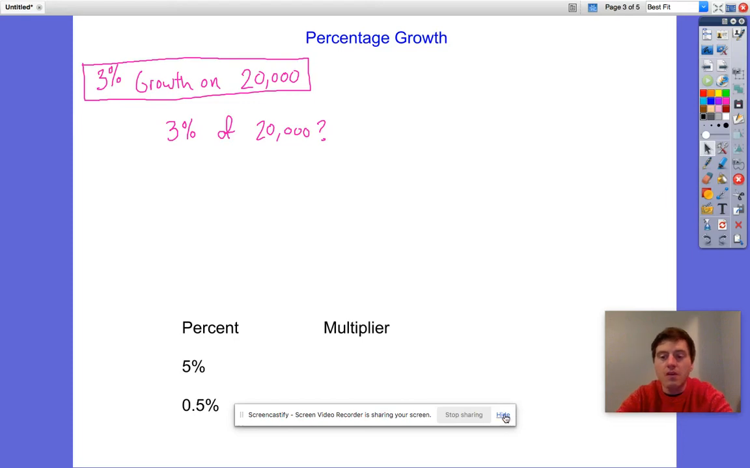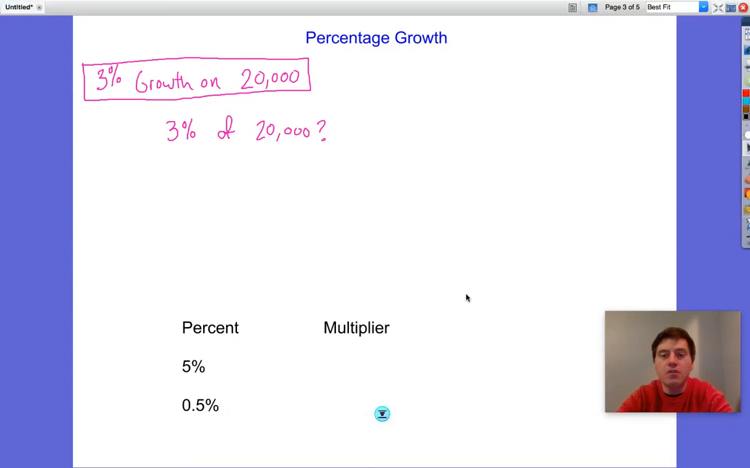So in this video, we're going to talk about how to use a multiplier to find percent growth and percent loss, and how that's going to relate to exponential equations, setting them up to solve scenarios. So first off, we have to consider, how do we find percent growth? For example, what if I wanted to find 3% growth on 20,000?